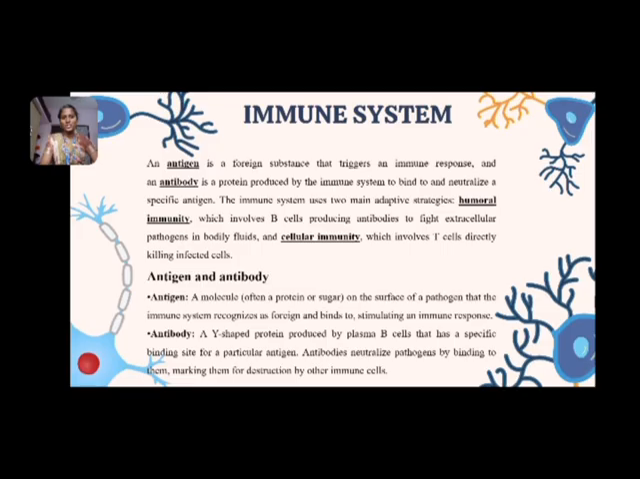Next we see about the immune system. In the immune system, the antigen and antibody play a key role. Antigen is a foreign substance that may trigger an immune response, which means an antibody is produced. Antibody is a protein produced in our body that acts against the antigen. There are two main strategies: humoral immunity and cellular immunity. As we know, an antigen is a molecular protein or sugar on the surface of a pathogen that the immune system recognizes as a foreign substance. So in our body, the B cells and T cells produce antibodies which act against the antigen and kill it.